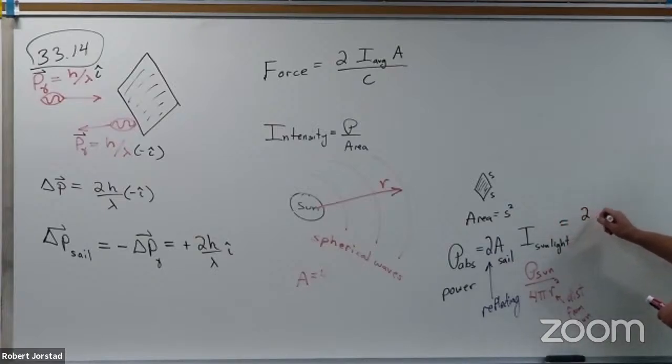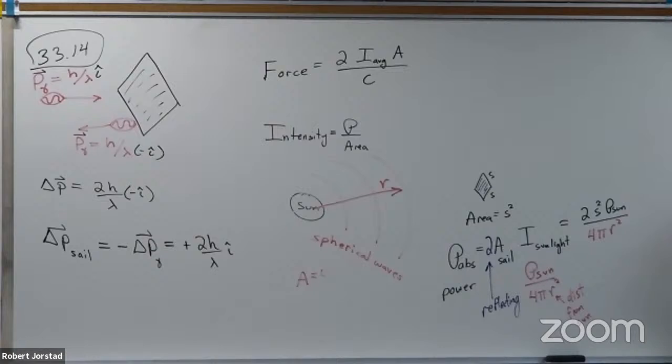So out of all this, we're going to get some kind of crazy equation that looks something like 2 s squared times the power of the sun, divided by 4 pi r squared. In short, there's some sort of constant times 1 over r squared.